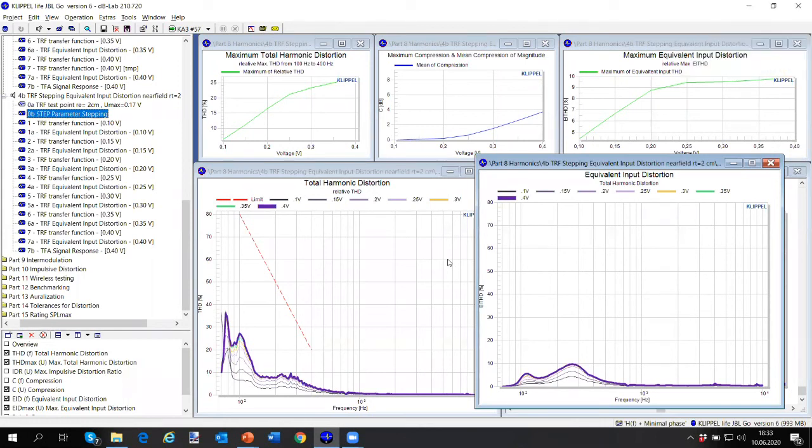But in particular to this, what options do we have to generate the in situ curve as shown during the TRF stepping demo?